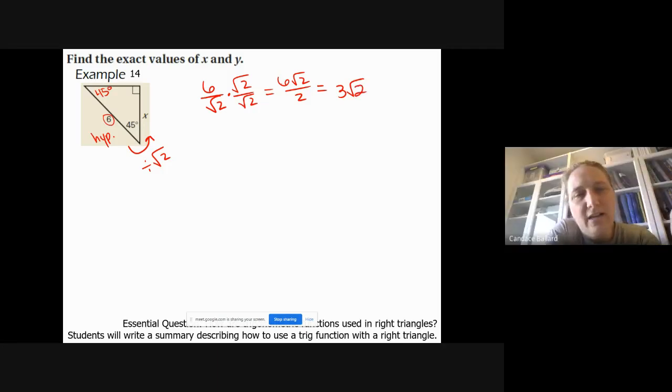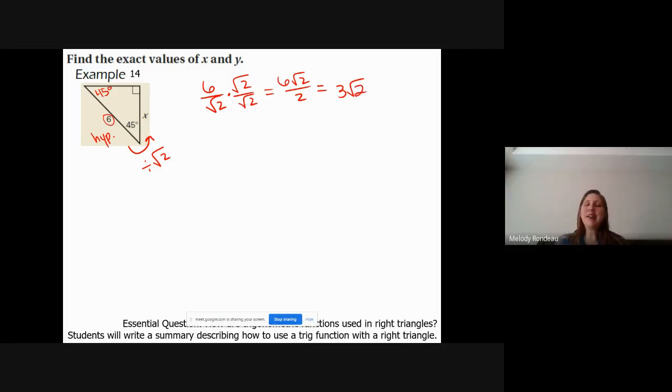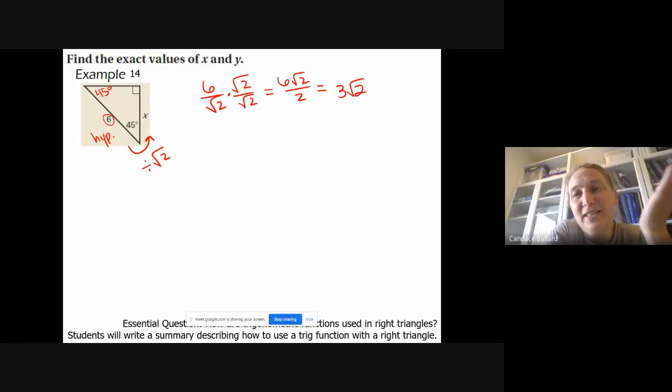Why didn't you cross out the 2s? I did not cross out the 2s because I don't like 2s. No, actually, it's because we cannot cancel or divide or anything when we have one number in a radical and one number not in a radical. So the only time we could cross those out is if they were both in a square root. I like to say the insides with the insides and the outsides with the outsides.